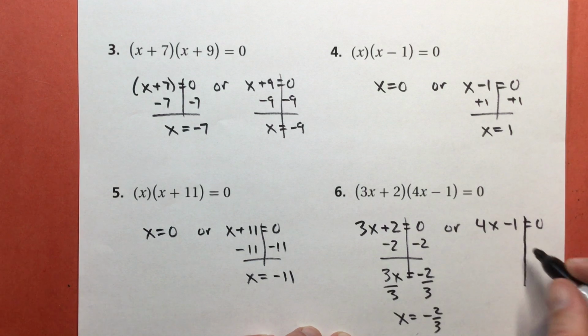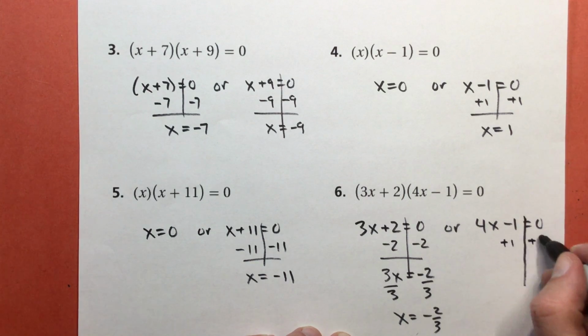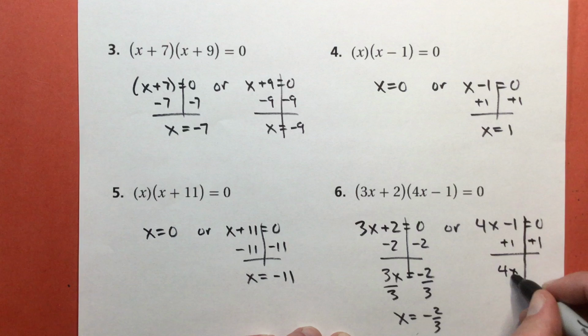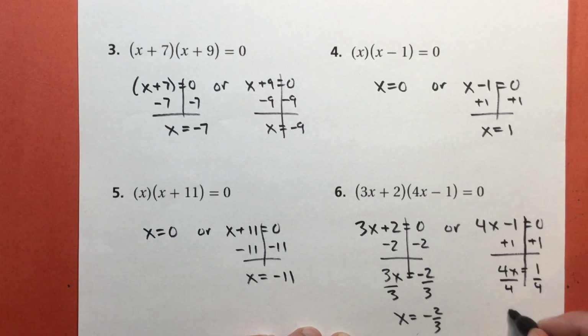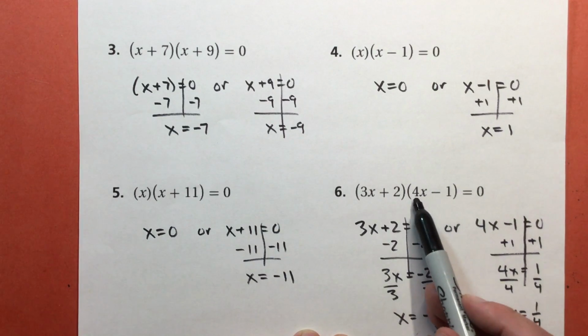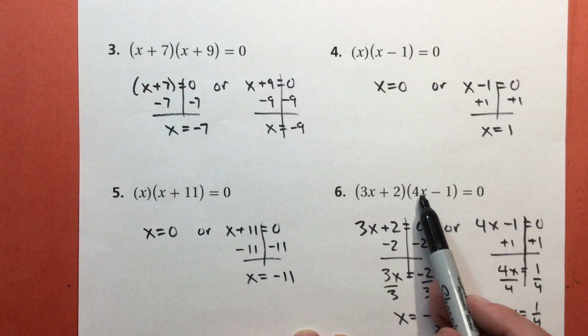Very similar to what I'm going to do over here. I'm going to add 1. I get 4x equals 1. Divide both sides by 4, and I get x equals 1/4. And 4 times 1/4 is 1. 1 minus 1 equals 0.